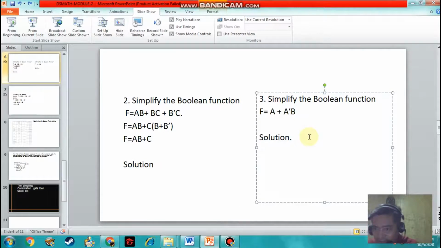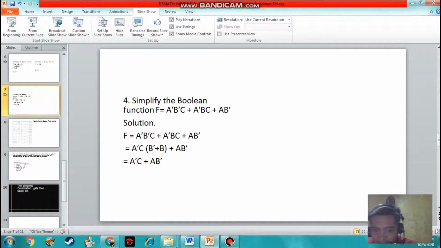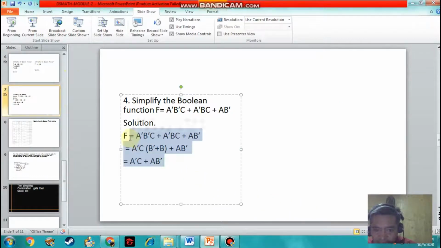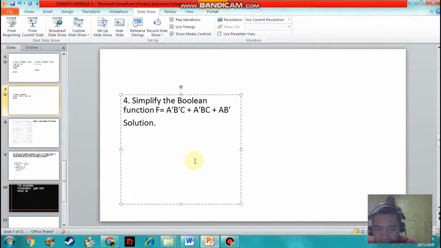Ayan, biglang may nagsinyal sa akin doon sa labas. Nag-post tayo ulit. Nasaan na? Hindi tayo dito. Sa fourth problem na tayo, right? Fourth problem. Ito. Sige, ulit.